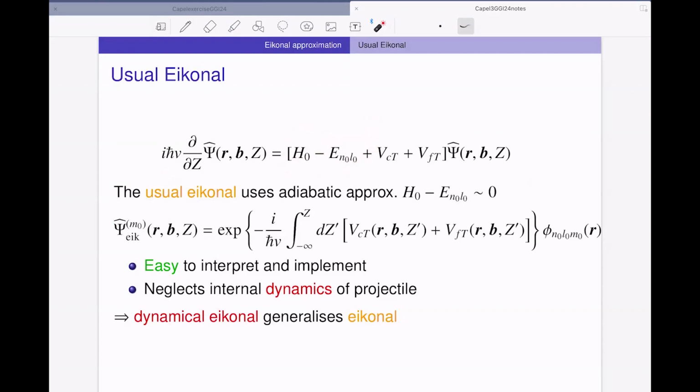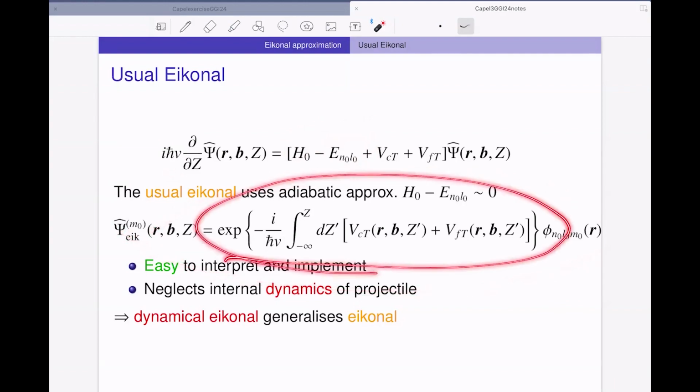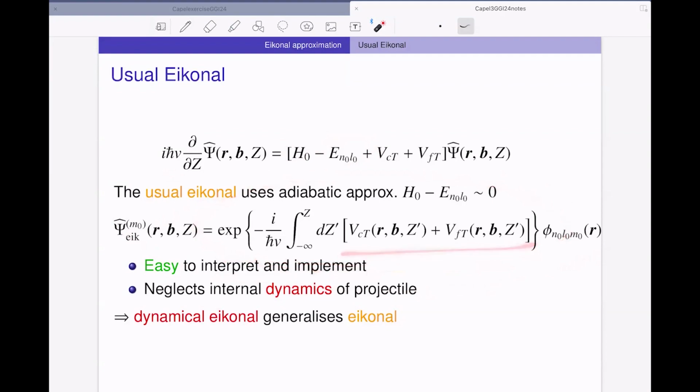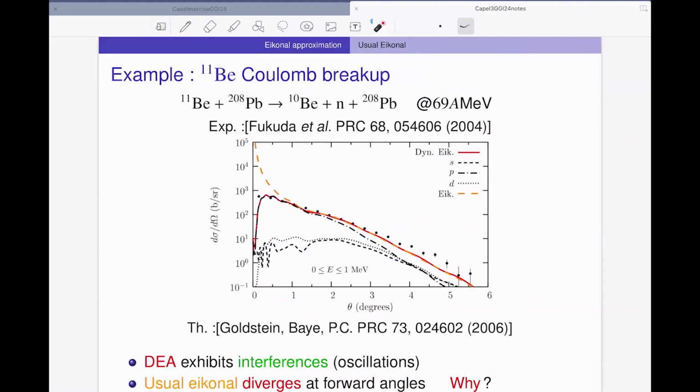And the good thing is that then you can solve that exactly analytically, and you just have what is called the eikonal phase, which is the integration of the potential over a straight-line trajectory. So that makes the whole thing simpler. Now, does it work? It looks nice, but does it work?